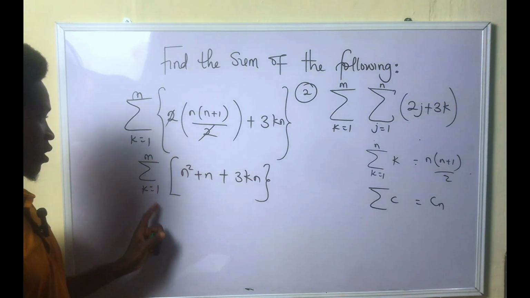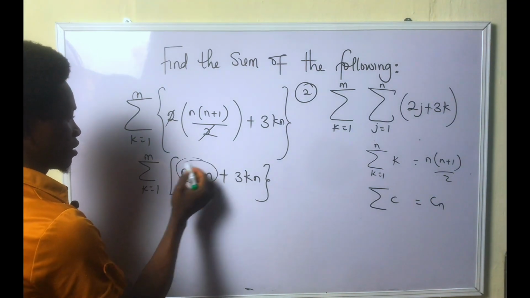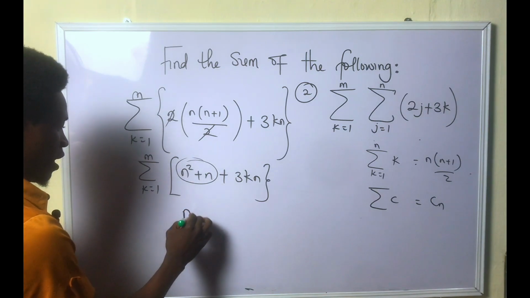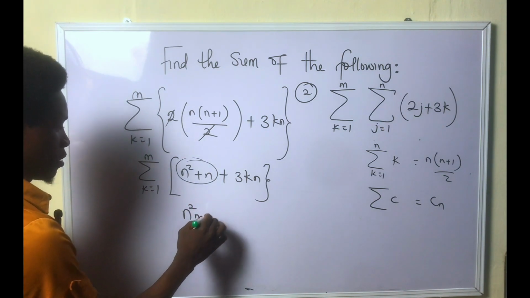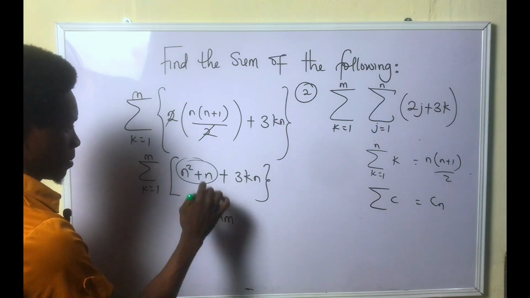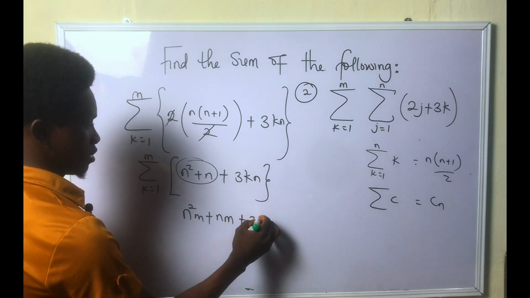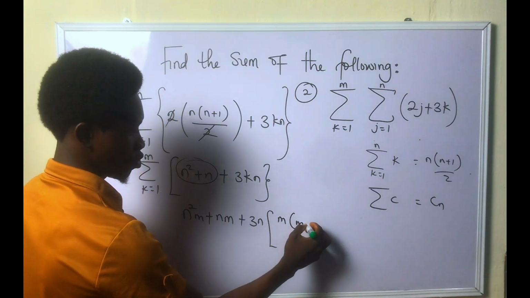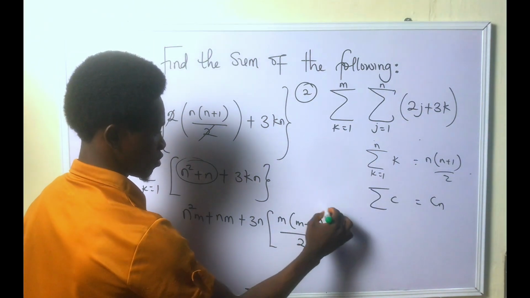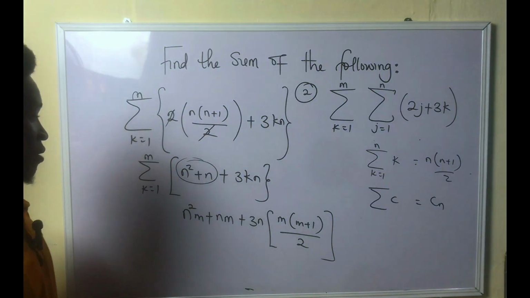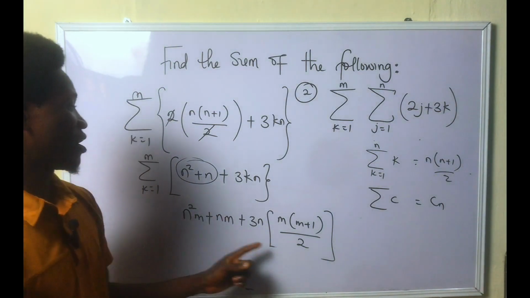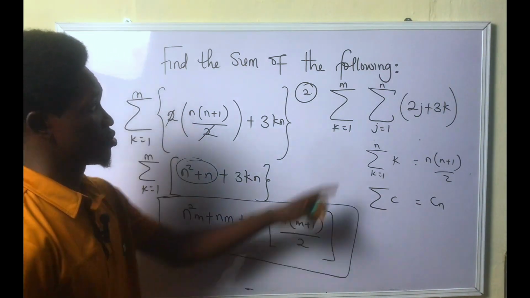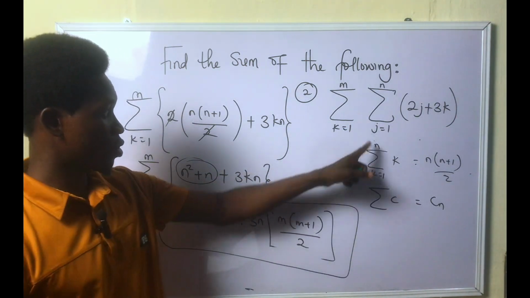So I'll do it with respect to k now. These are constants now, so they are going to give n squared m plus nm, then plus 3n times the sum of k to m, which is m into m plus 1 over 2. Same procedure and same step. So this is what I have. This cannot cancel, so I can either leave it this way or do some further simplification. So that's how to do the sum of this one and the first one.